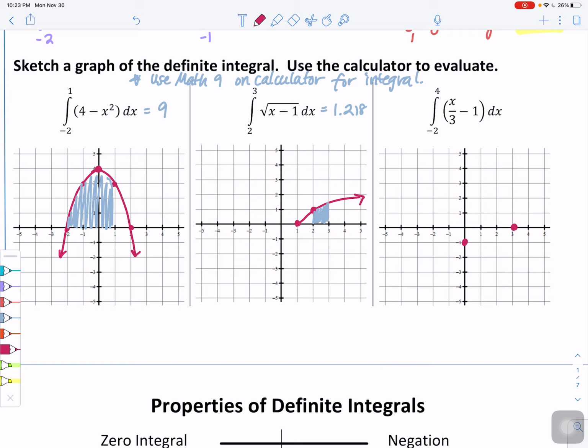So let's see. I'm going to go down. Maybe it's about like that. I think so. I don't know if I drew a very good line there, but that'll do.